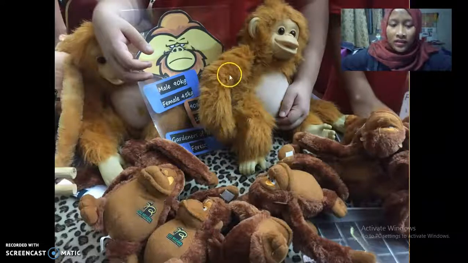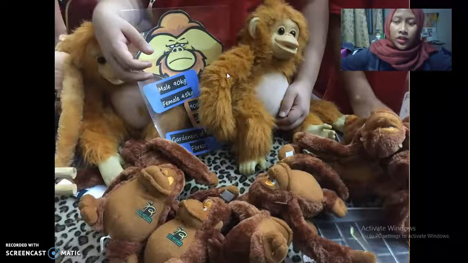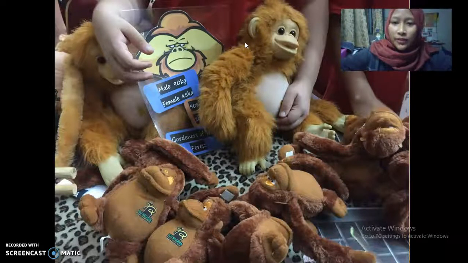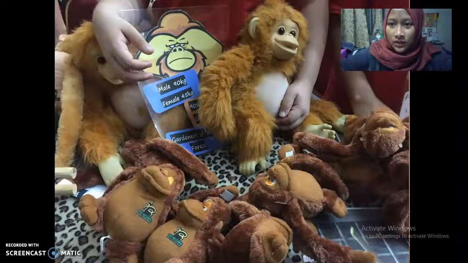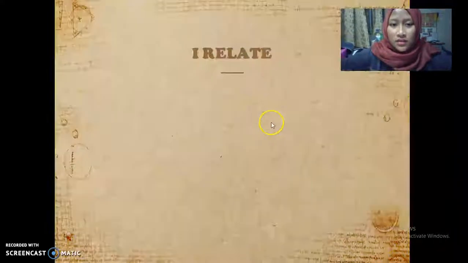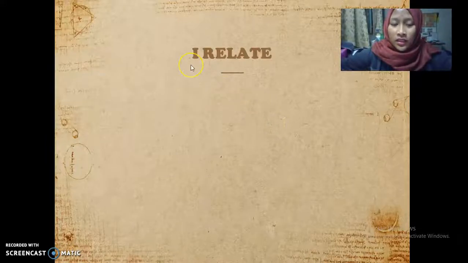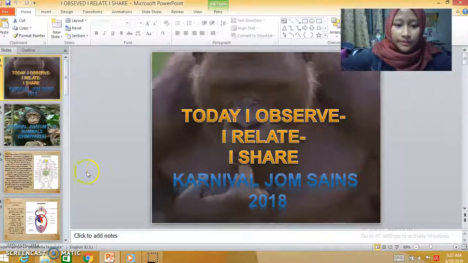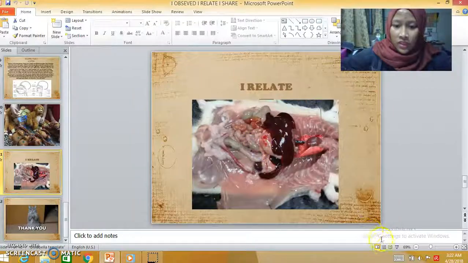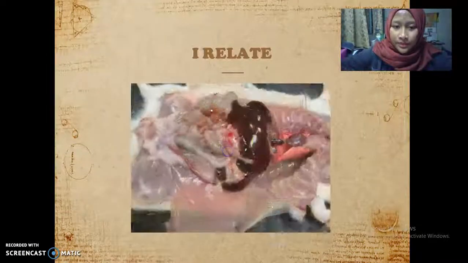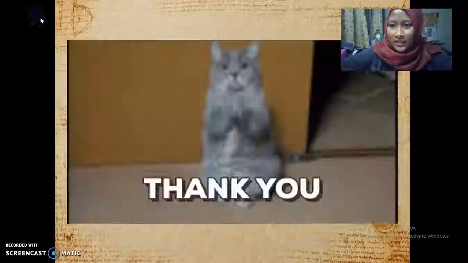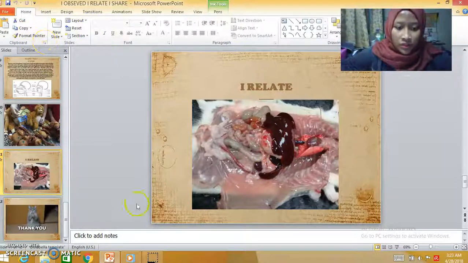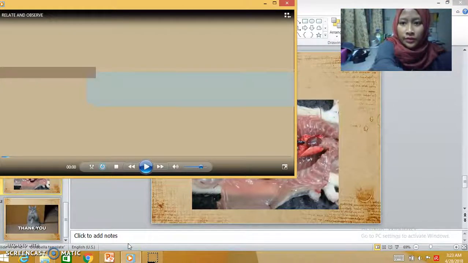They held an awareness campaign to educate people on the importance of keeping the population and the survival of monkeys and apes. So how do I relate? I relate it with the internal organs of the rat, which I dissected last week. Before I end my slide, I'm going to show a video.